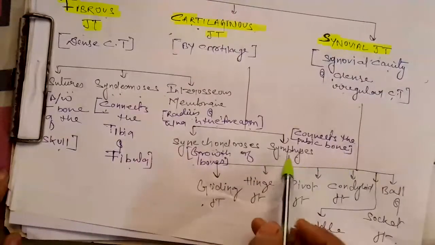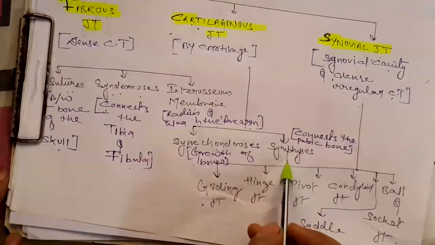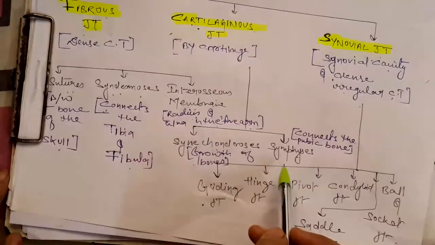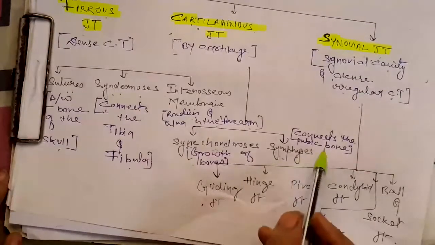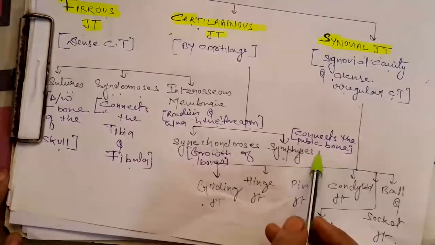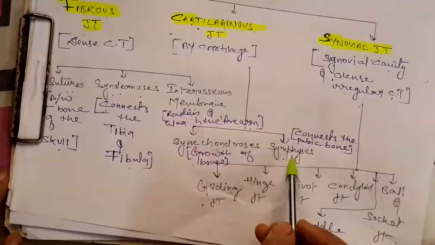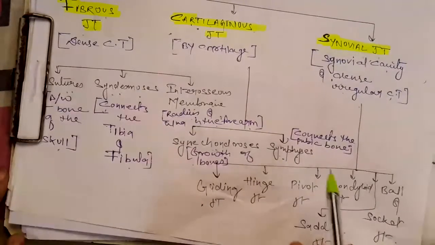Next we will see the symphysis, the cartilaginous joint in which the ends of the articulating bones are covered by hyaline cartilage. Mainly it connects the pubic bones of the hip bone and forms the symphysis pubis.